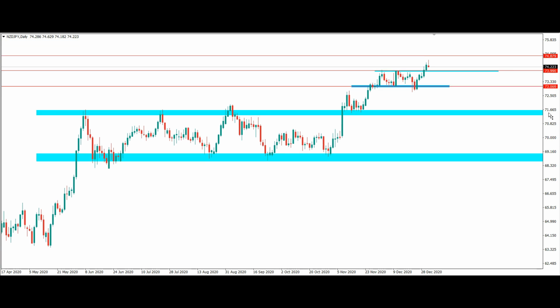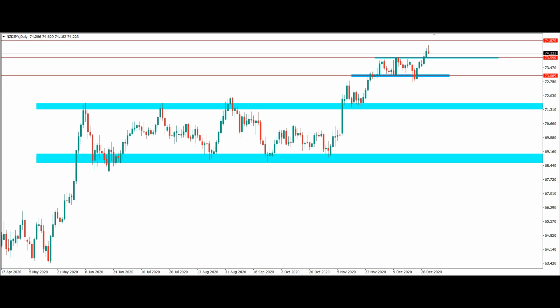So that's going to be all on NzdJpy. I expect to see the price find support at 73.99, and then with a good rejection and a good entry reason, I'm going to be taking a long trade with good risk to reward to the next daily level of resistance at 74.87 over the next few days or weeks, as the case may be.